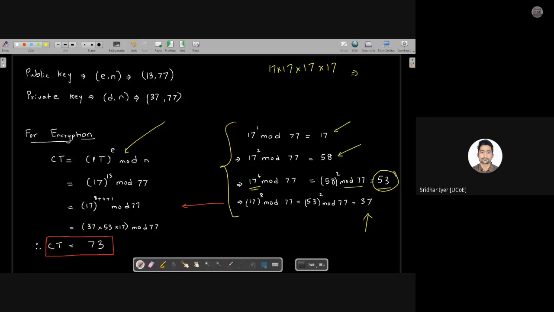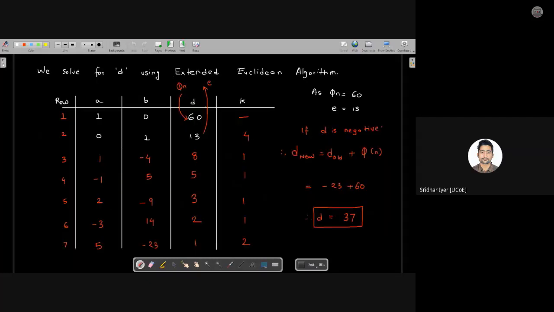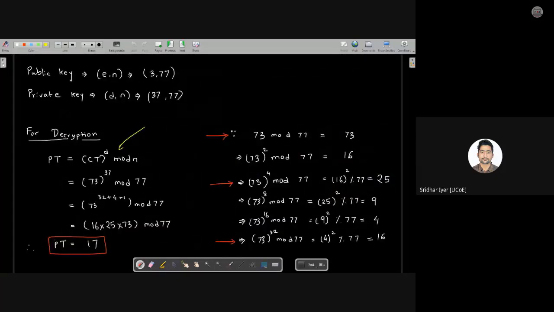So let's move ahead. The decryption is exactly the opposite. In decryption, we follow this particular formula: ciphertext raised to d. We already know the value of d. We have calculated that it came out to be 37, right? So apply that. It becomes 73 raised to 37 mod 77. Now to obtain the 37th power, we simply need 32 plus 4 plus 1, right? We have to calculate for all the powers, but these are the powers which we actually need.